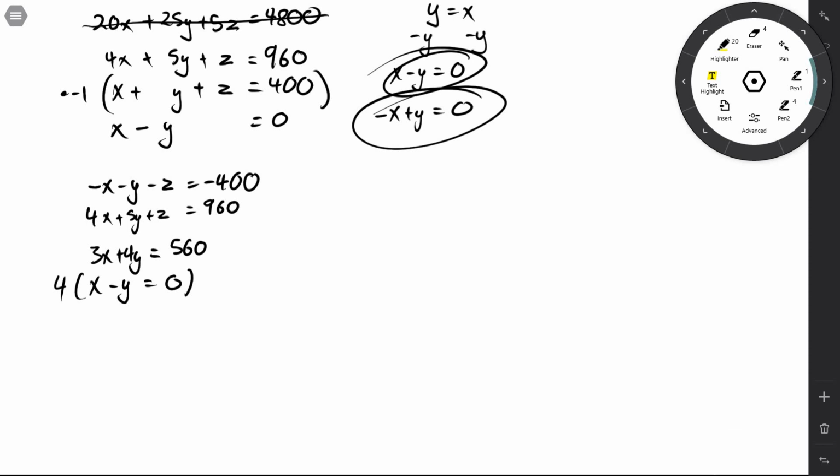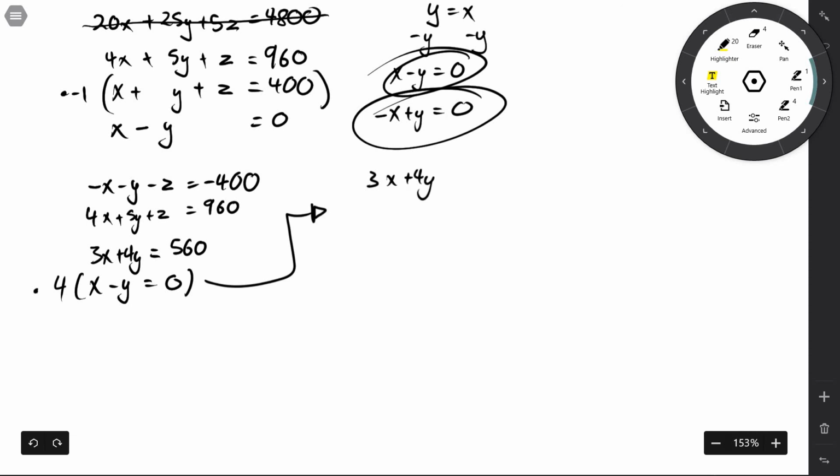I could have multiplied it by a -3 as well to get rid of the x's, but like I said, I don't really like multiplying by negatives. It's easy for me to mess up. So I'm going to write this over on the right-hand side. I'll just rewrite the top equation, 3x plus 4y equals 560. So we get 4x minus 4y equals 0. 0 times 4 is still 0. So the y's will cancel out, but we'll be left with 7x equals 560.